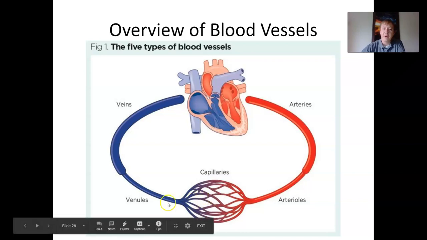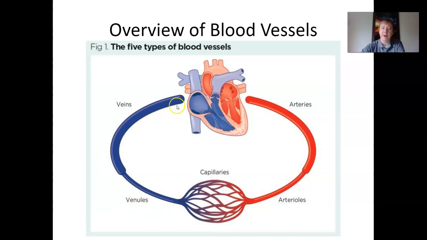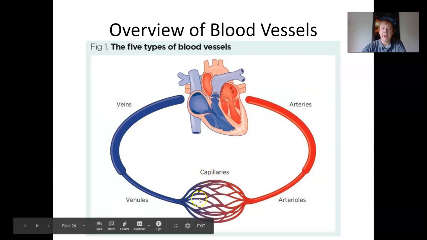And then they go into what we call venules. Venules, again, are basically just the smaller veins before we get into the actual veins that reach back to the heart. So that's looking at the major types of blood vessels. The three major types are veins, arteries, and capillaries, and then venules and arterioles are the minor types.